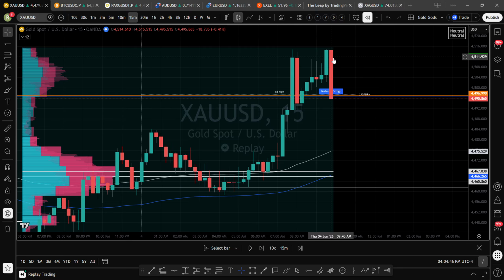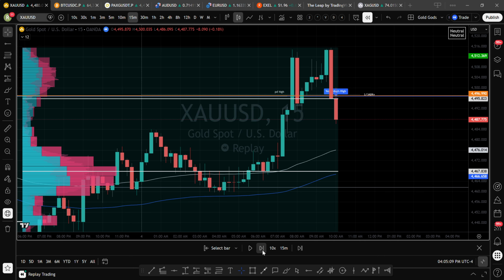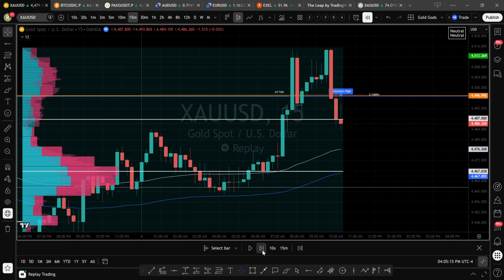You know what this is called? It's called an engulfing candle, meaning this candle totally engulfs this candle. And it's letting you know that the bears have taken control of the market and the market most likely will reverse. Let's see. Yep, it's reversing.